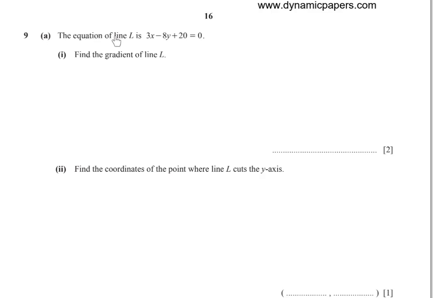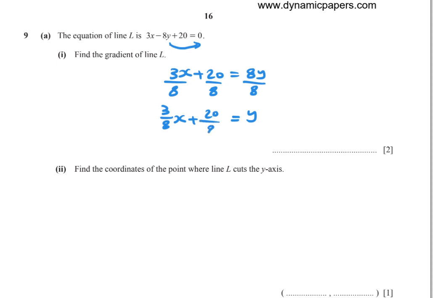Number 9. The equation of the line L is 3x minus 8y plus 20 equals 0. Find the gradient of line L. To find the gradient, make y the subject. So you can transpose 8y to the other side. So 3x plus 20 equals 8y. Then divide by 8. So y equals 3 over 8 x plus 20 over 8. The coefficient of x is the gradient, so the gradient is 3 over 8.